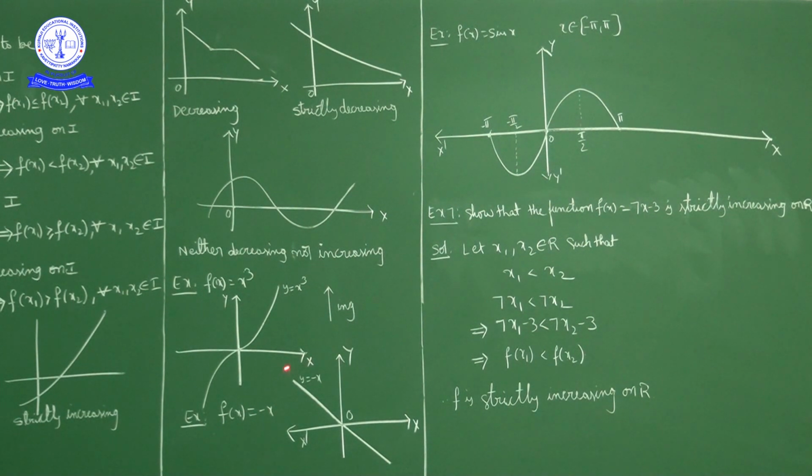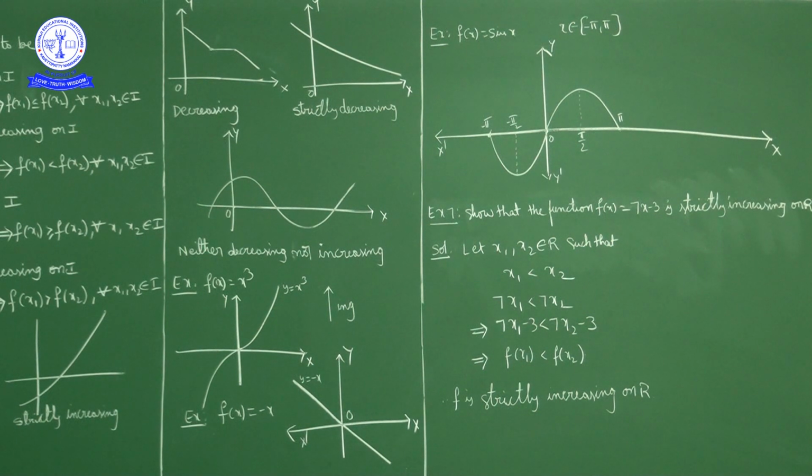Similarly, y is equal to -x is a strictly decreasing curve. As you move from left to right, the graph is coming downwards, so it is a strictly decreasing curve. y is equal to x cube is a strictly increasing curve, y is equal to -x is a strictly decreasing curve.